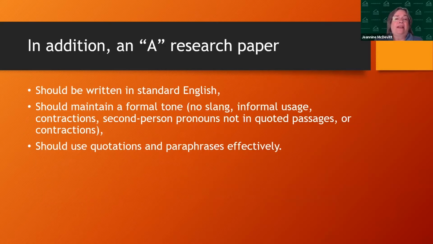Now, what else do you have in an A research paper? It should be written in standard English with a formal tone. Here are the elements of formality in the tone. The student shouldn't use slang and colloquial expressions. The student shouldn't use informal usage. Contractions, second person pronouns, that means you, not in quoted passages, and should not use contractions.